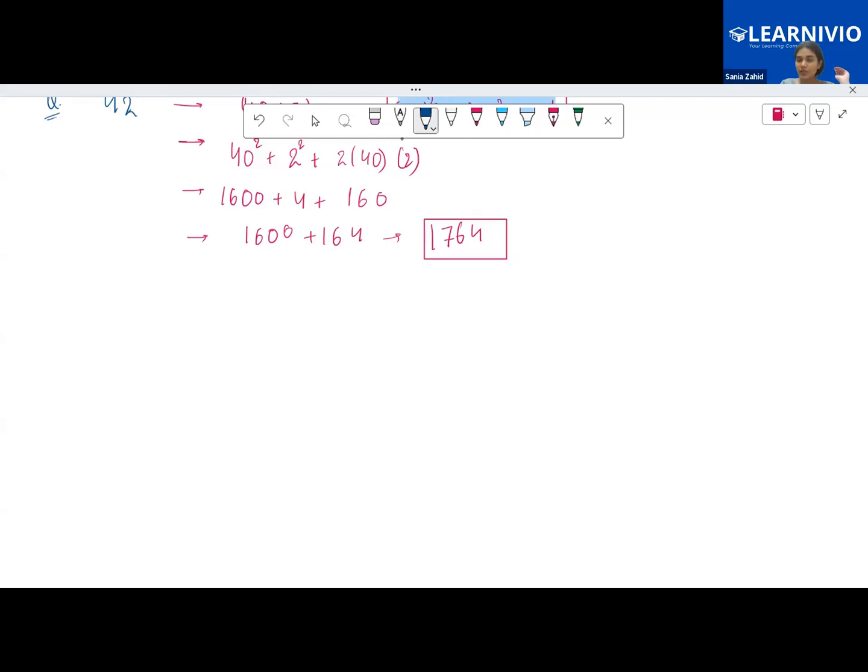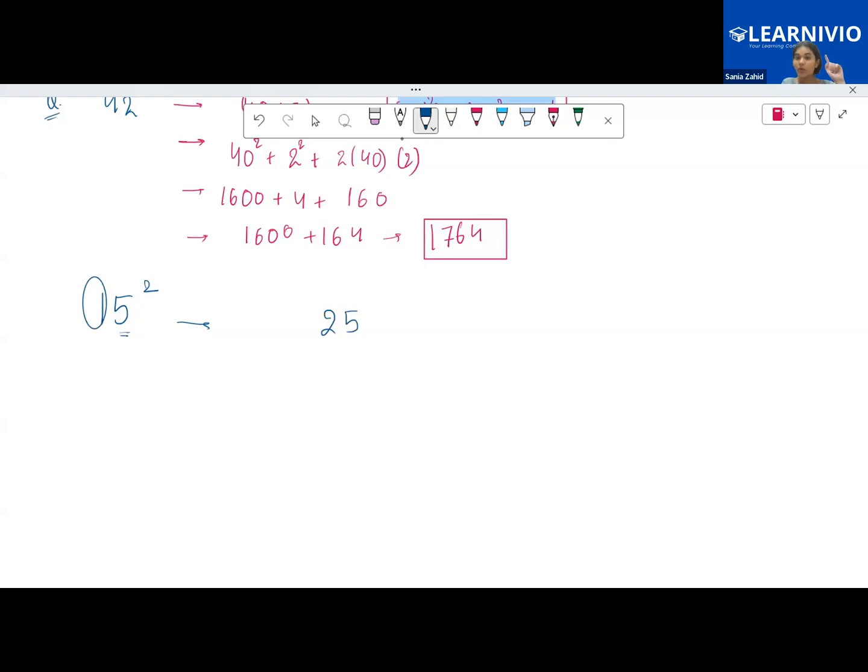What is the trick? Whenever you will have 5 at the unit place, let's suppose you have a number 15 and I say find the square of 15. So you don't have to use all this method also. You don't even have to multiply. There is a direct trick to this. What is the square of 5? 25.